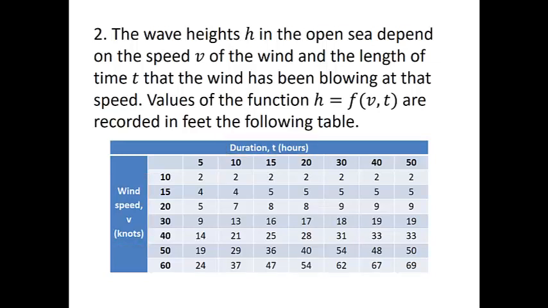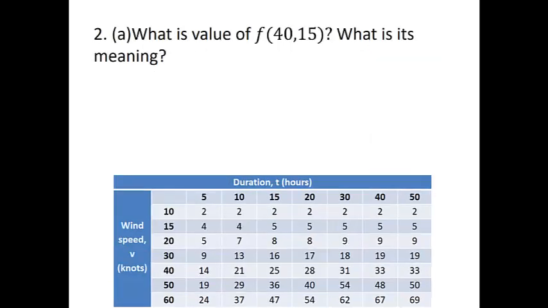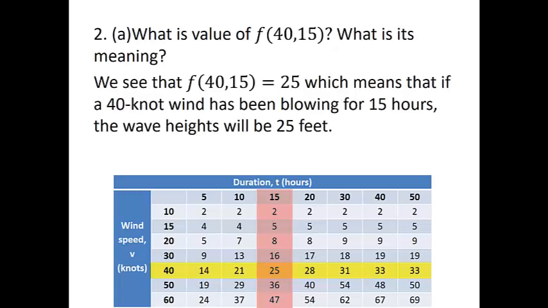Let's answer some questions about this function. First of all, what is the value of f of 40, 15 and what is its meaning? So here we see that the wind speed v is 40 and the amount of time the wind has been blowing t is 15. Looking at the chart, we see that f of 40, 15 is 25, which means that if a 40 knot wind has been blowing for 15 hours, the wave heights will be 25 feet.